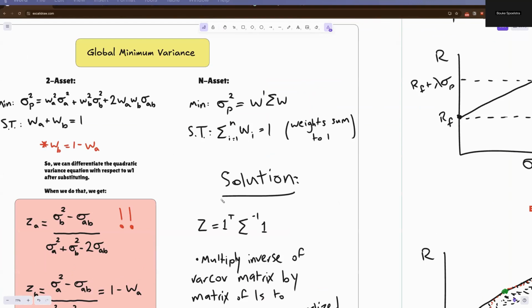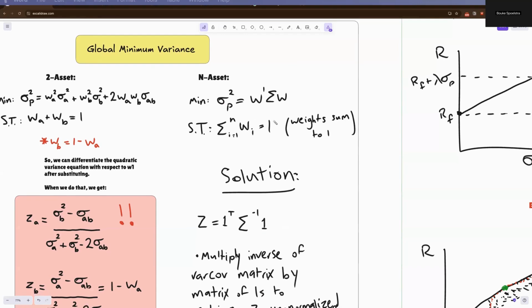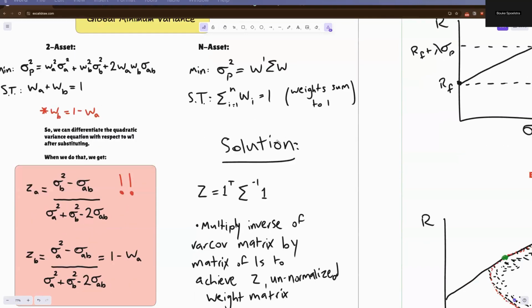For n assets, we're again minimizing the variance of the portfolio equation, subject to the weights having to add up to 1.